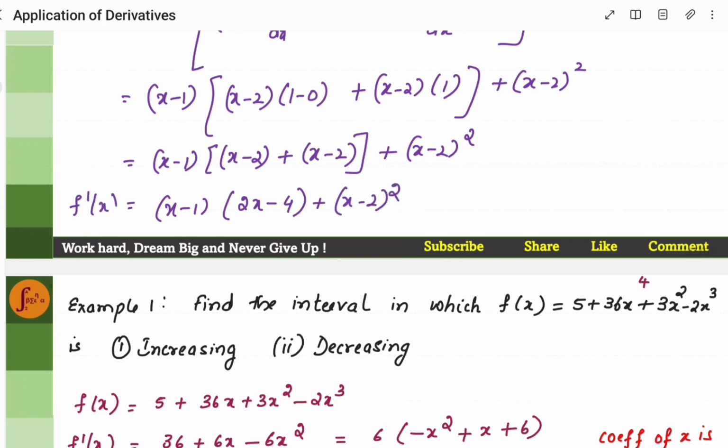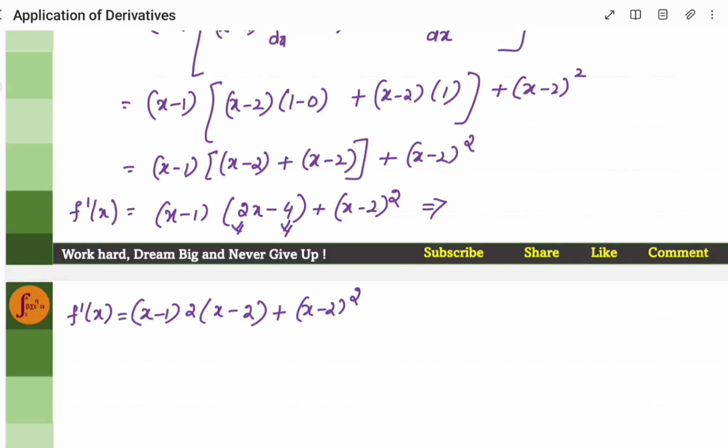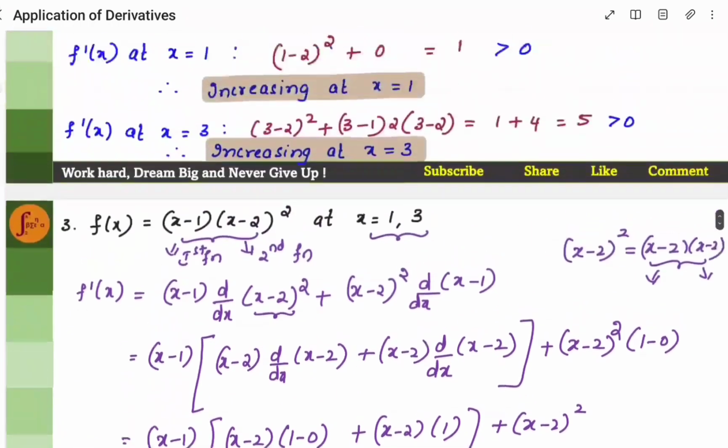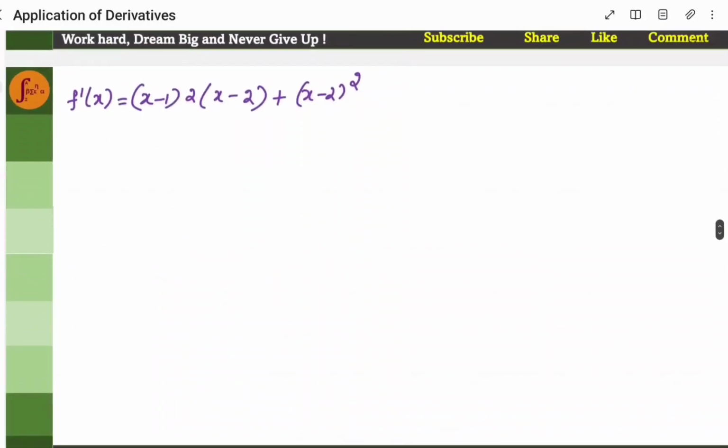This is the derivative. Now I can take 2 common here, so this will become x minus 1 into 2 times x minus 2, plus x minus 2 the whole square. Now what do we have to do? We'll have to substitute at x equal to 1 and 3. So we'll first take x equal to 1 and find the value of the derivative. So we substitute x equal to 1.